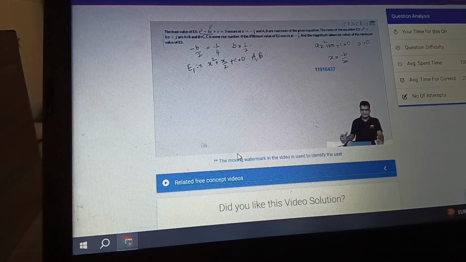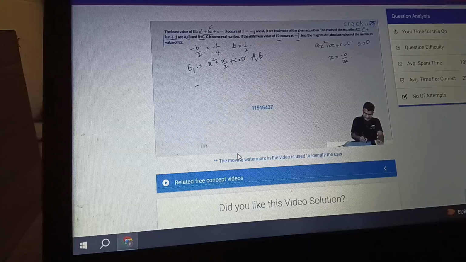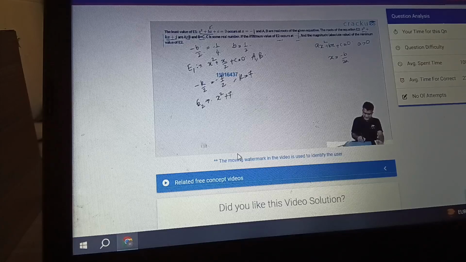We are given similar information about another quadratic equation E2, which is x square plus kx plus j, and the two roots are a plus b and b plus c, and we are told that the minimum occurs when x is equal to minus 7 by 2. What does this imply? It implies that minus k by 2 is equal to minus 7 by 2, or the value of k is equal to 7. So what is the value of E2? The value of E2 will be x square plus 7x plus j is equal to 0.